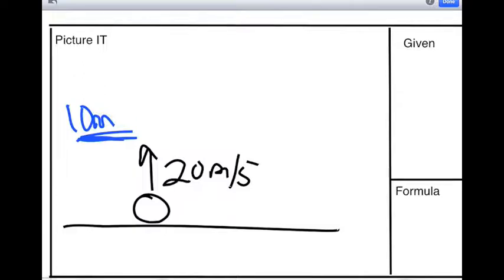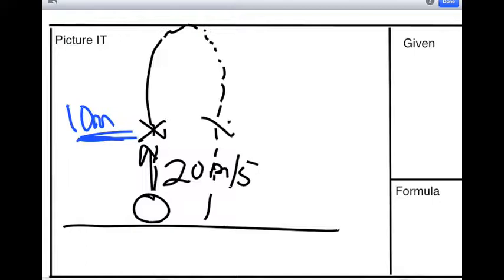So now we can say, okay, well, we know when we throw the ball up in the air, it's going to be under the influence of gravity. It's going to turn around and come back down. So that should kind of give you a clue that there's actually going to be 2 places where the ball is going to be at 10 meters. So we're looking for a solution with 2 possible answers.